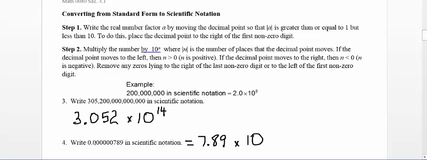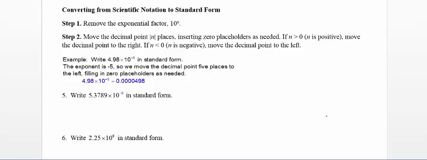On number 4, the decimal is moved between the 7 and the 8. And I've actually moved the decimal 7 places to the right. So I compensate for that by making a power of negative 7 on my 10.